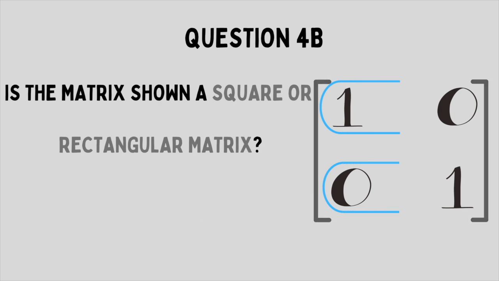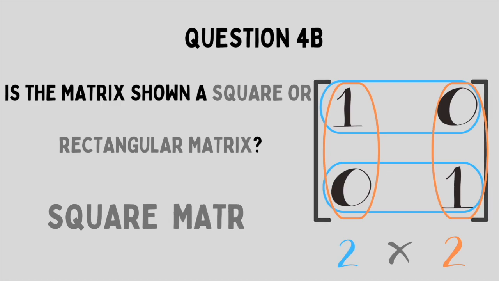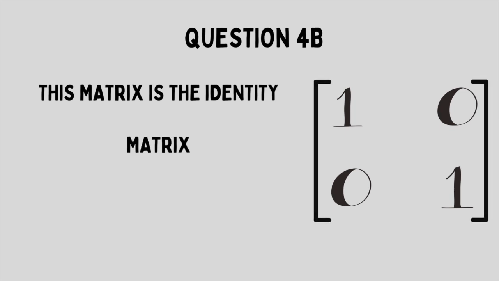Definitely a square matrix. So we know that this is a square matrix because the number of rows and the number of columns are equal. Have you noticed anything special about this particular matrix? This matrix is the identity matrix. And this is something that we're going to talk about another time.